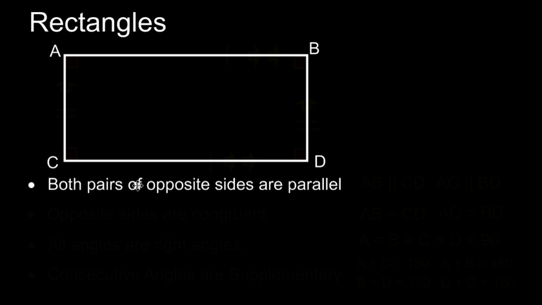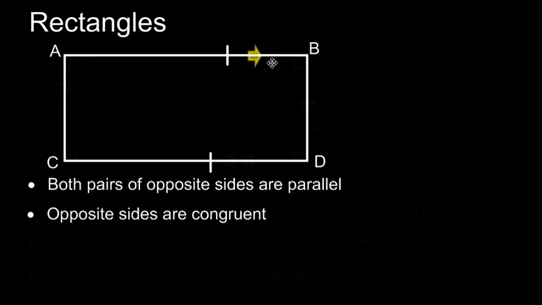Both pairs of opposite sides are parallel, and opposite sides are congruent. So again, AB is going to be congruent to CD. It's also going to be parallel to CD. And at the same time, AC is going to be parallel to BD, and it's going to be congruent to BD. Okay, so just like yesterday, our opposite sides are parallel and congruent. Okay?